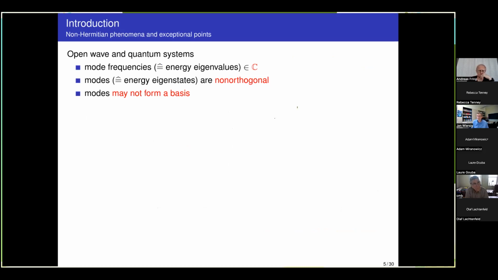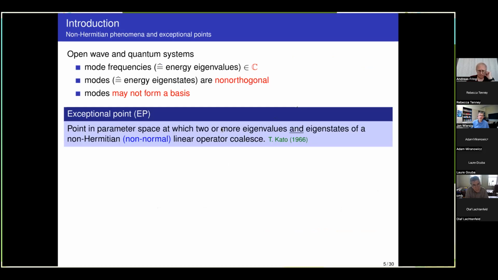I think I don't have to say so much about it in this audience, but let us go briefly through it. So we all know that in open wave and quantum systems, the mode frequencies or the energy eigenvalues are complex valued. The imaginary part determines the lifetime of the state. The modes or the energy eigenstates are in general non-orthogonal and they may not form a basis. And this happens at exceptional points.